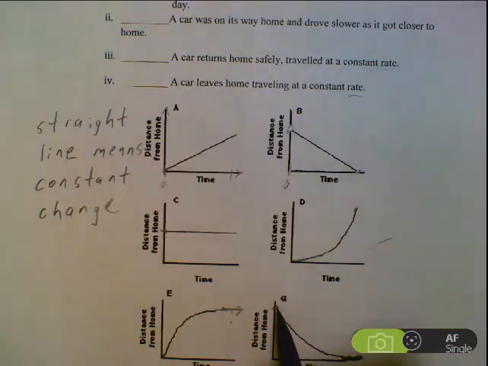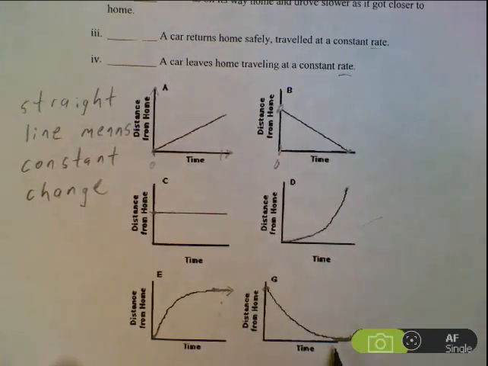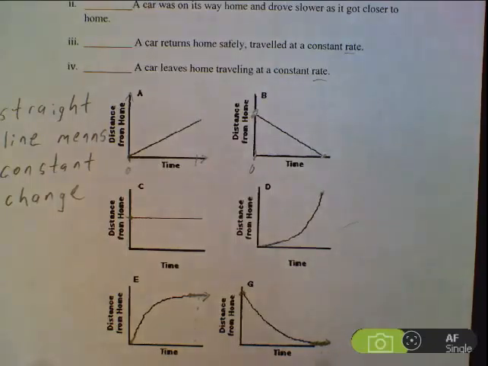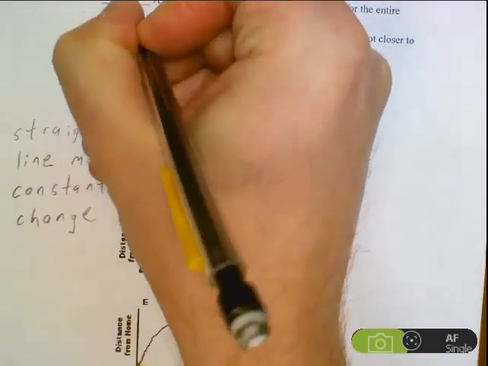However, on G, we drove slower and slower as we get home. So maybe there's something at home we just don't want to deal with. So we're driving home and we're like, oh man, I don't want to go home because of whatever. And so you're just like, okay. And then finally, you're just like, all right, I guess I'm home. So that would be G.